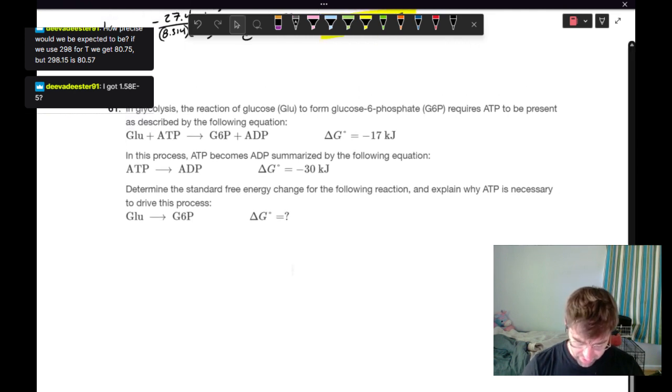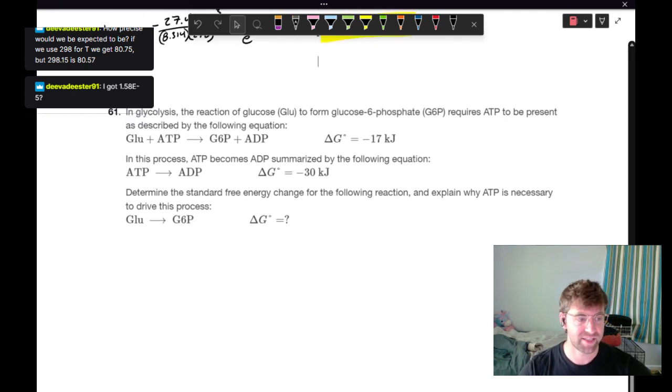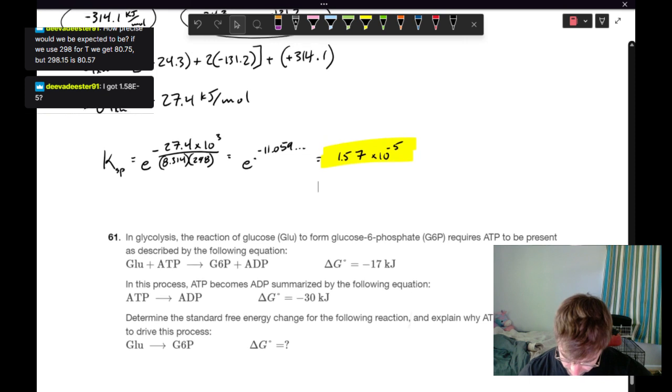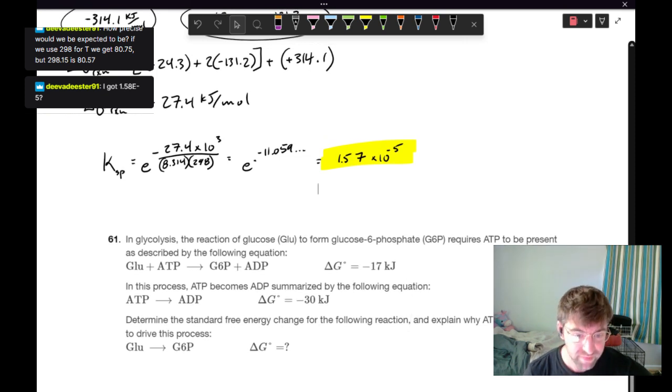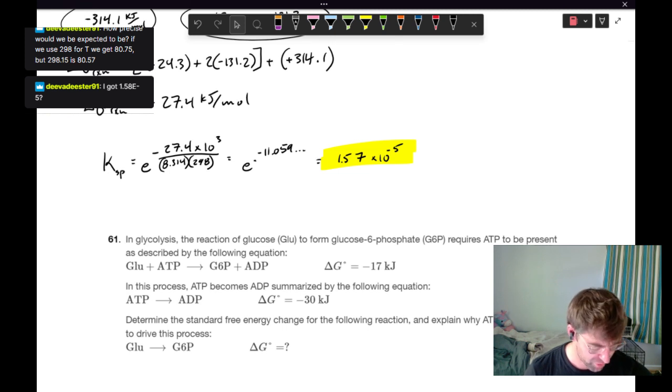All right, last problem for the day. In glycolysis, 1.58. Yeah, I think that's close enough. The hemming and hawing I was doing is whether my additional figures warranted rounding, just because it's kind of close. But I think you would get that correct on an exam.